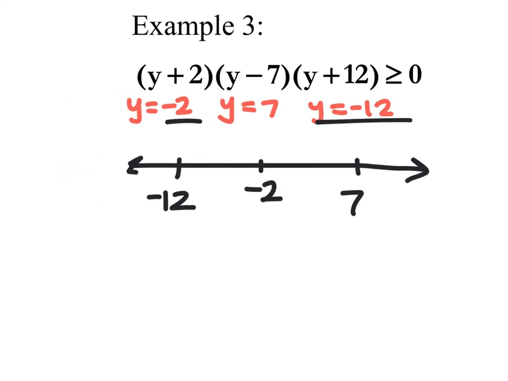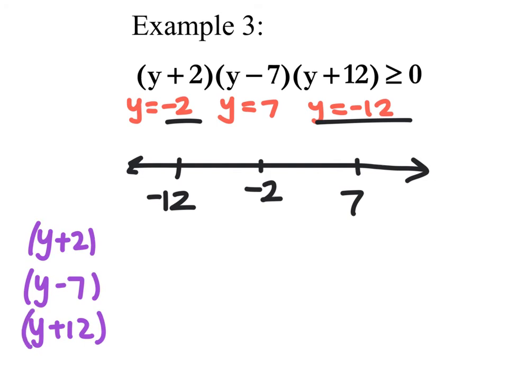Let's go. I'm going to write out our factors here. We have a y plus 2, we have a y minus 7, and we have a y plus 12. Again, you don't have to do this every time. You can just do this in your head if you prefer. So I'm going to pick a number over here, smaller than negative 12. How about negative 15? Okay, negative 15 plus 2 is negative. I don't care what it is. We just care about positive, negative. Negative 15 minus 7, also negative. Negative 15 plus 12, that's negative 3.